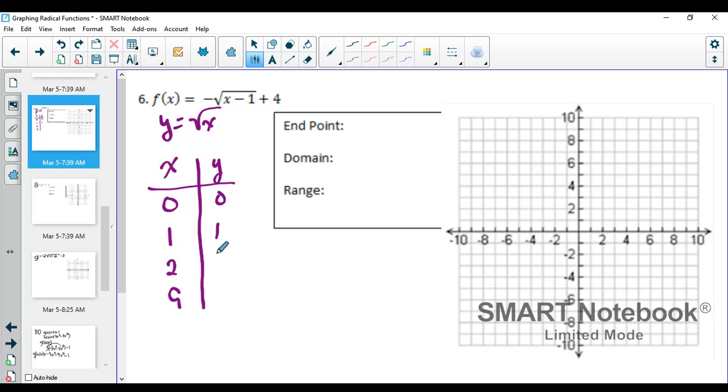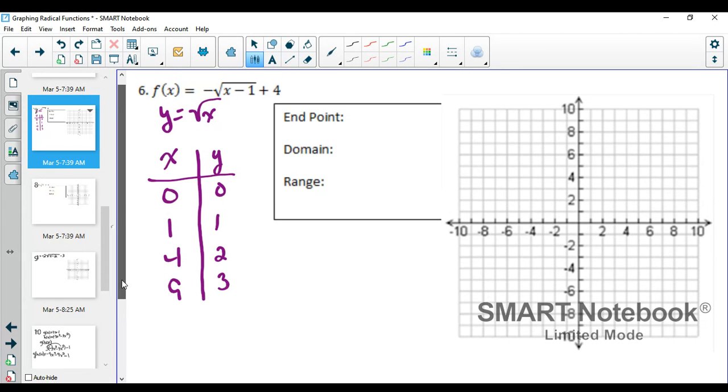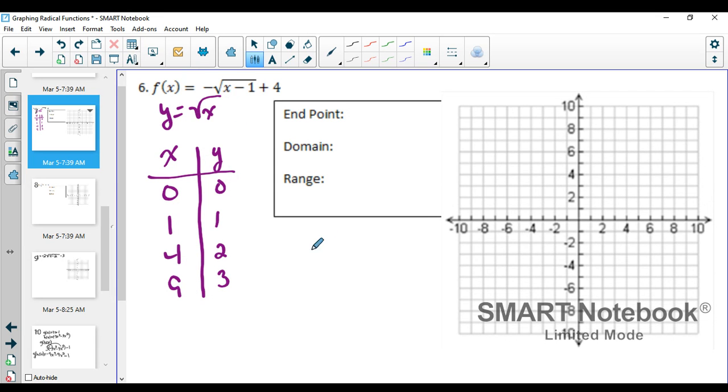So you can go back. Oops, I don't want 2 in there. I want 4. This is 2. All right, so this is the parent function, y equals the square root of x.